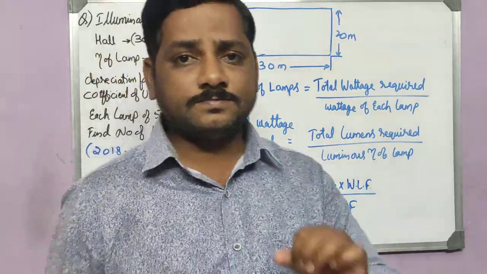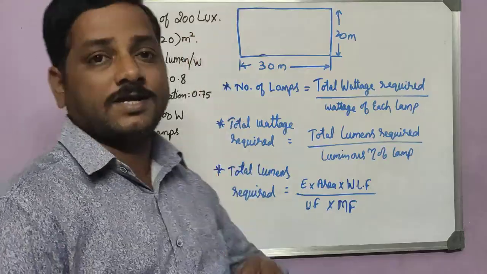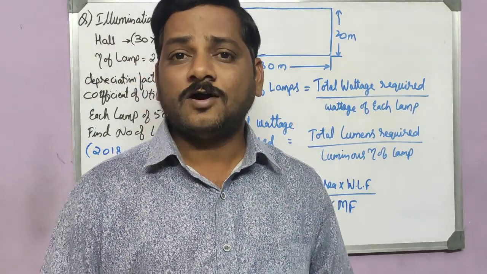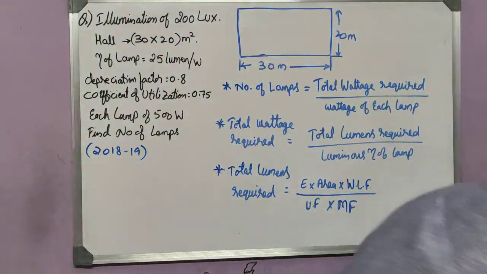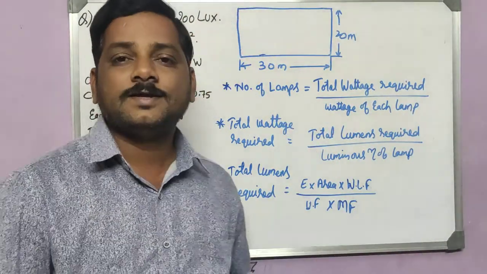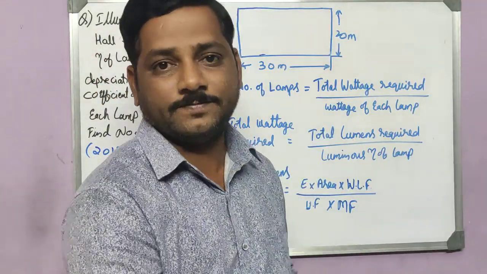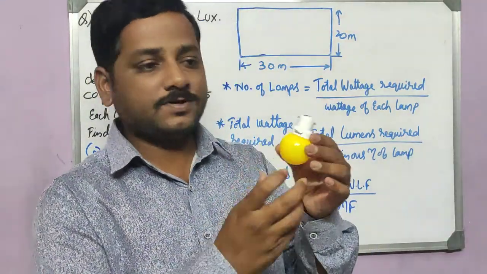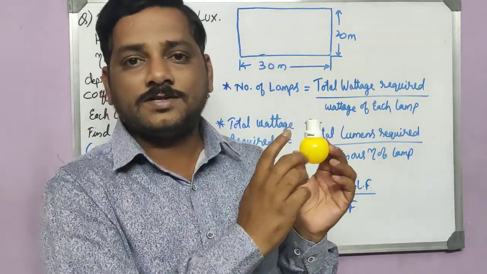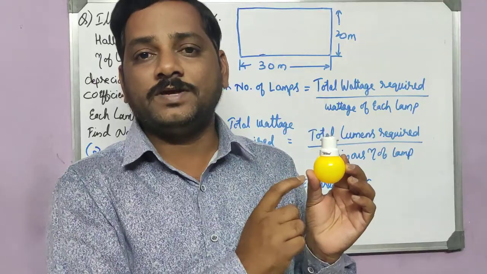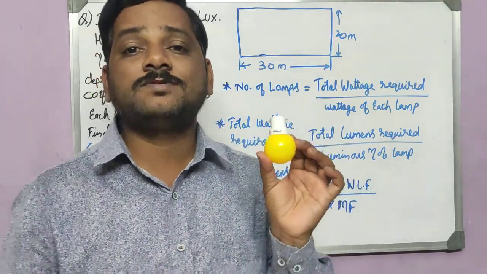So very simple here. There is a hall for which you need to have an illumination of 200 lux. You need to find how many lamps are required. To do that, before going into the solution, I have written a formula here. But before looking into this, let me explain the concept. So let us consider this is a lamp. Generally, this lamp will be given in terms of wattage. The specification of the lamp will be in terms of wattage.